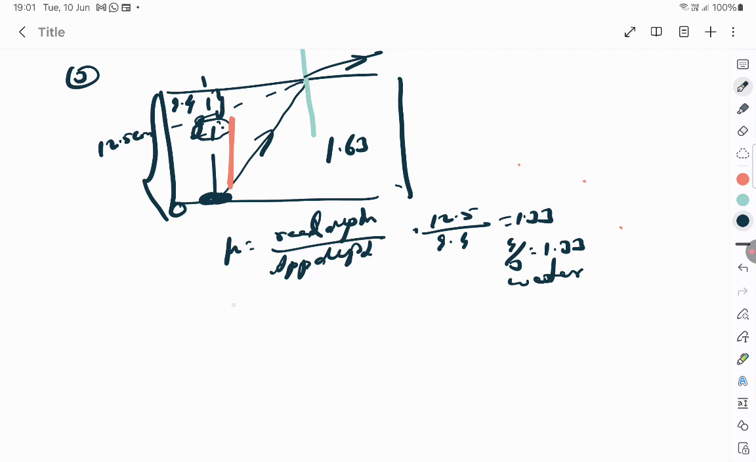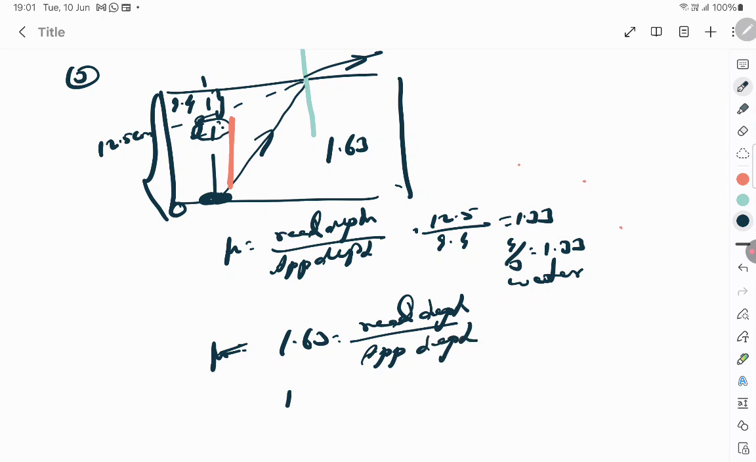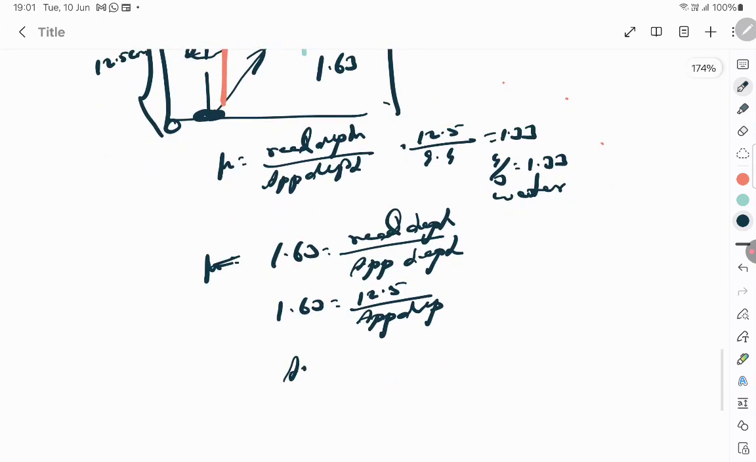For the second condition, the refractive index is given as 1.63, which is real depth by apparent depth. The real depth doesn't change whichever liquid it is. Real depth remains 12.5, but the apparent depth is going to change in this case. Apparent depth therefore is 12.5 by 1.63, and the answer is 7.7 centimeter approximately.